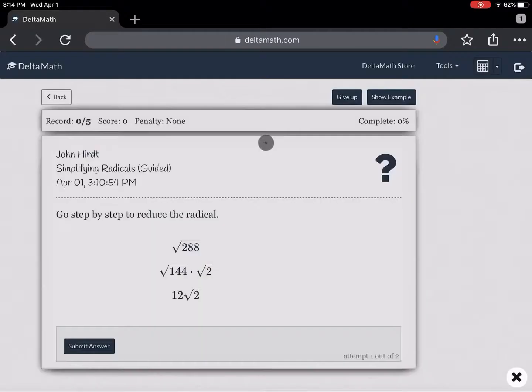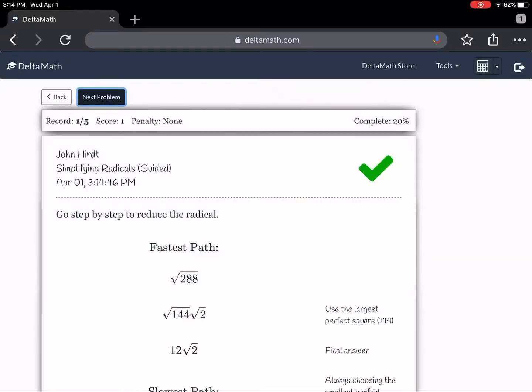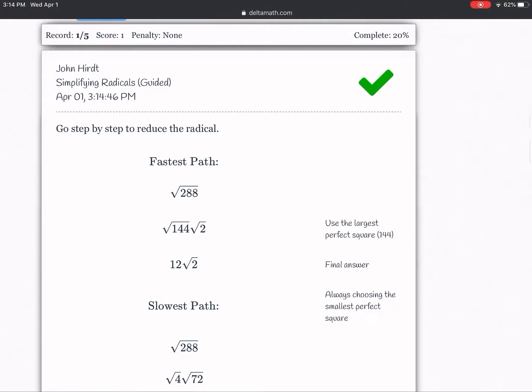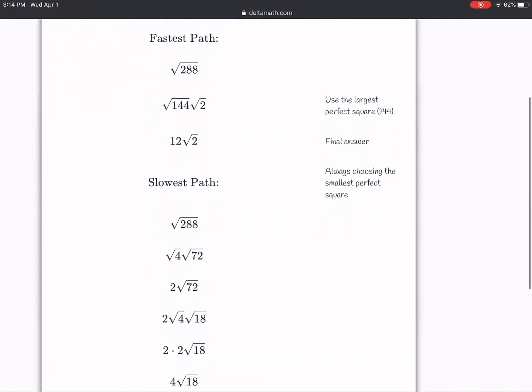And the minute I click yes, it's going to tell me instantly whether I'm right or wrong. If I'm wrong, I will get another attempt at it. If I'm right, that's it. And you'll notice that my record has now gone up to 1 out of 5. I now have a score of 1, and I've completed 20% of the assignment that I've asked you to.